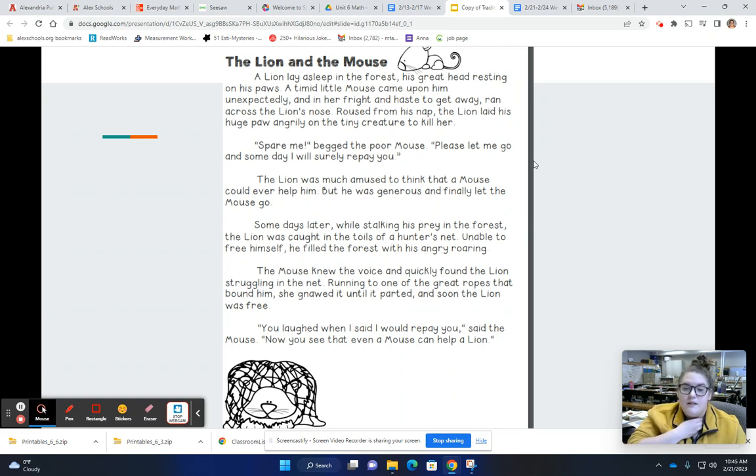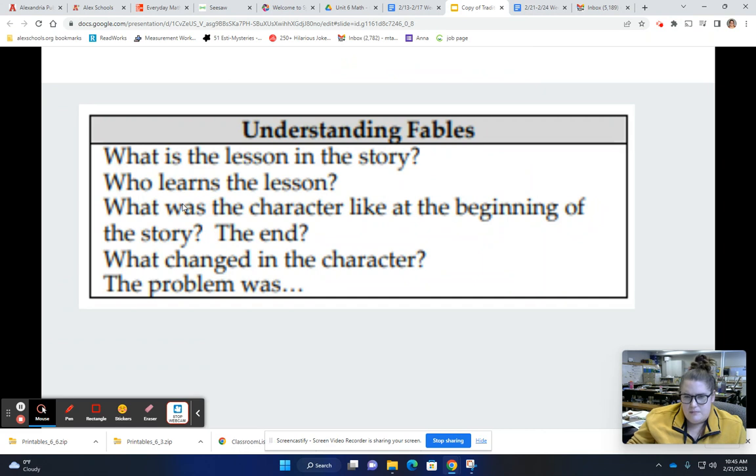A lot going on in here, but we first need to think, what is the problem? What's the lesson in the story? Who learns the lesson? What were the characters like at the beginning, at the end? What changed, and what was the problem? So I'm thinking out loud with you. I think the lesson in the story is, what do you think?